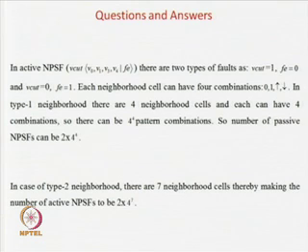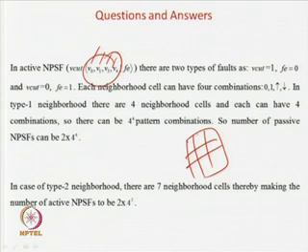Similarly, if we go for the active NPSFs, what is the idea? Let us consider type 1 only. There are 4 neighborhood cells, and there is some activity change in either of these cells. For example, as already discussed, it is 0, 0, 0, 0. If you are changing it from 0 to 1, it may happen that this cell also gets changed from 0 to 1, that is, it can get stuck at 1. So there should be some activity in either V0, V1, V3 or V4, and then some fault effect is there in this cell.